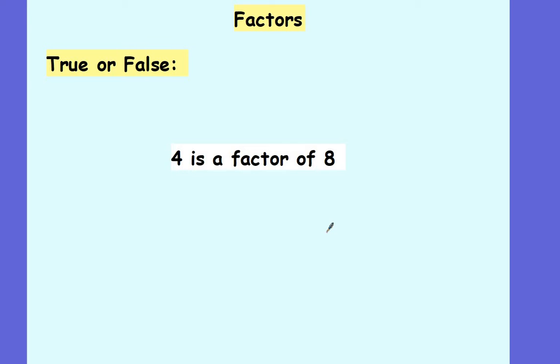4 is a factor of 8. True or false? That one's true, because I can multiply 4 by 2 and get 8. So 4 is a factor of 8.